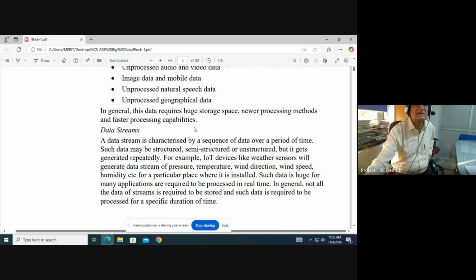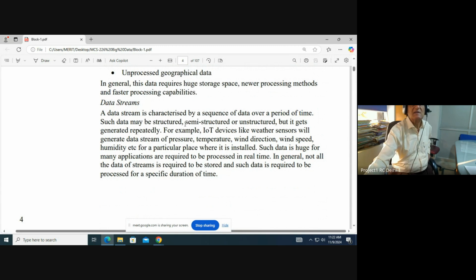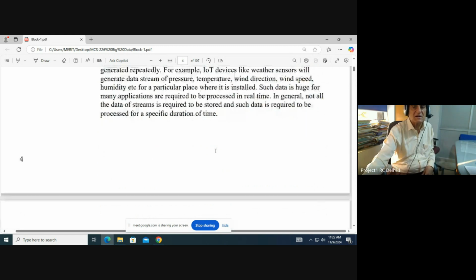Now, what is data stream? A data stream is characterized by a sequence of data over a period of time. Such data may be structured, semi-structured, or unstructured. For example, pressure, temperature, wind direction, wind speed, etc., that we take in a structured way. And other things are unstructured and all that.